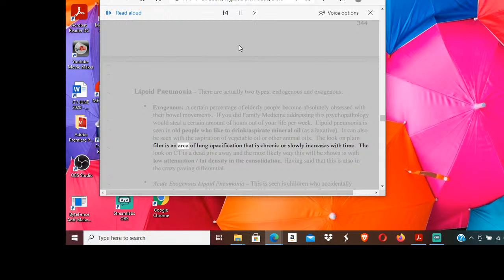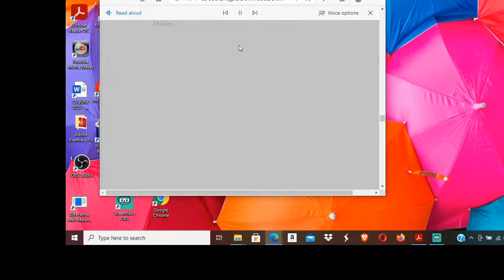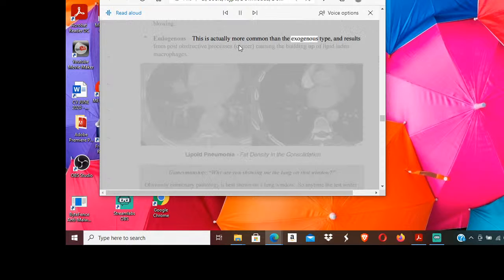The look on plain film is an area of lung opacification that is chronic or slowly increases with time. The look on CT is a dead giveaway, and the most likely way this will be shown is with low attenuation, fat density in the consolidation. Having said that, this is also in the crazy paving differential. Acute exogenous lipoid pneumonia is seen in children who accidentally poison themselves with hydrocarbons, or idiots trying to perform fire eating or flame blowing. Endogenous is actually more common than the exogenous type, and results from post-obstructive processes, cancer, causing the buildup of lipid-laden macrophages. Lipoid pneumonia, fat density in the consolidation.